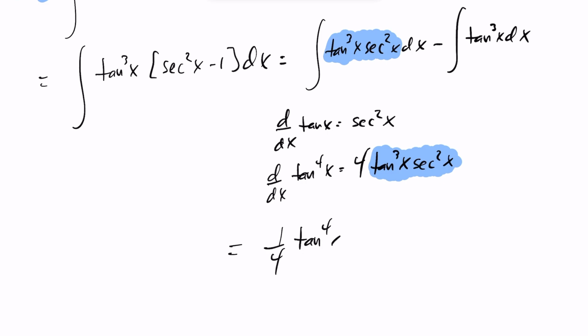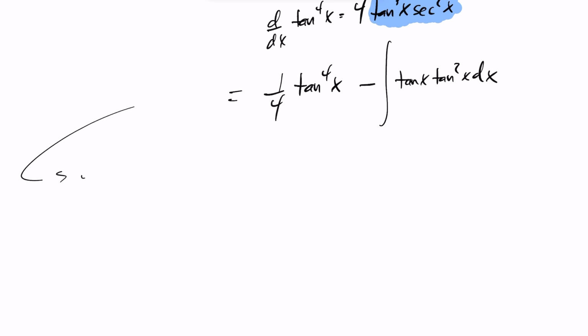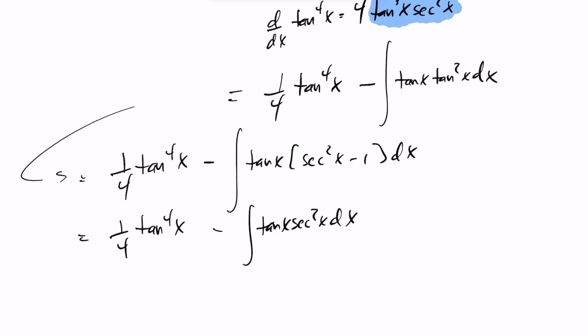tan to the power of 4x minus, again, do the same trick here. I'm going to break this apart and write this as tan of x times tan squared of x dx. Continuing this along here, I end up having my 1 quarter tan to the power of 4x minus the integral of tan x. Go ahead and substitute that secant squared x minus 1 into the expression. And now we have 1 quarter tan to the power of 4x. Distributing this, you get the integral of tan x secant squared x dx plus the integral of tan x dx.